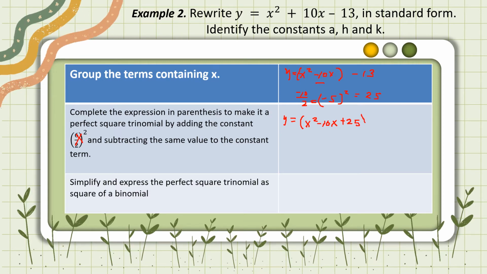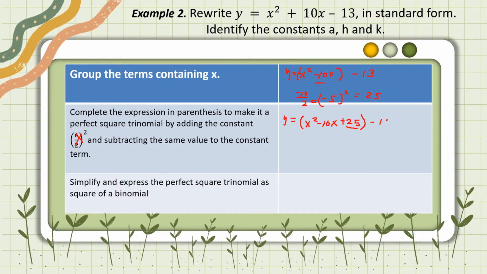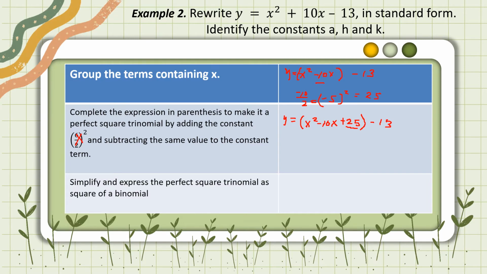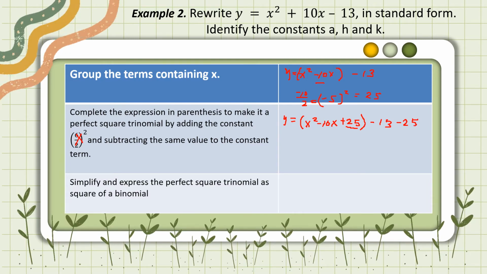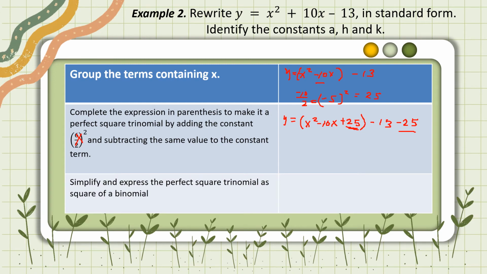Yan po ay plus 25. Diba? Sabi ko kanina, pag mag-add tayo dito sa loob ng parenthesis, mag-add din po tayo sa kabila. Isulat po ang negative 13. Huwag po yan kalimutan. Ang 13 po natin. Tapos po, lagyan po natin ng negative 25. Yan po ay galing lang din dito. Mag-add sa left, mag-add po sa right. Then next, isi-simplify na po natin.